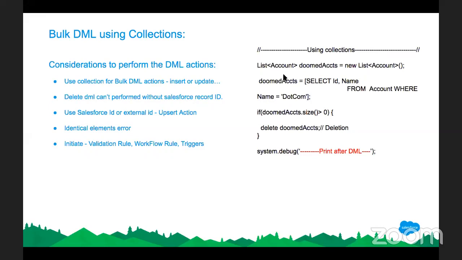So here I'm using the list collection to query the account records and capture them. The doomed accounts are captured here through this query, and I'm going to delete them. In this example, in your organization, if the .com name mentioned count as 300, 300 records will be deleted at a single time. So within one DML statement, you are deleting 300 account records. So this is how we are managing the governor limits in our DMLs by using collections. So the collection is very important when you are doing the DML operations.